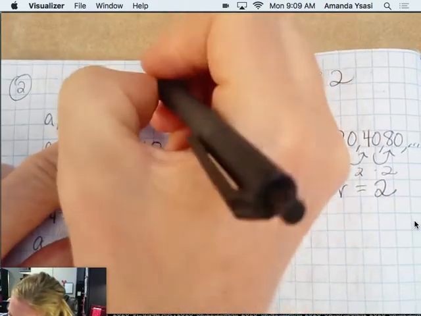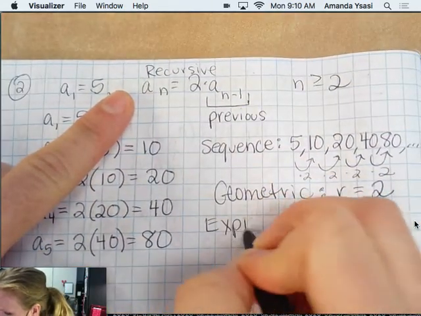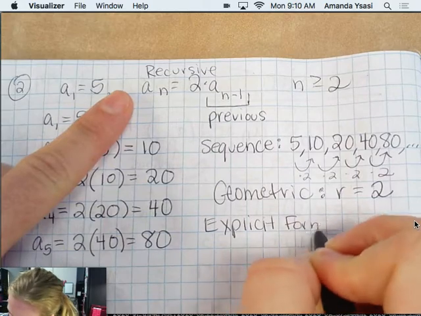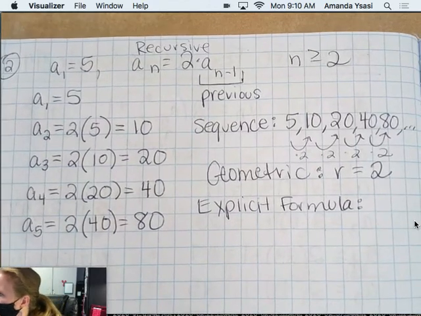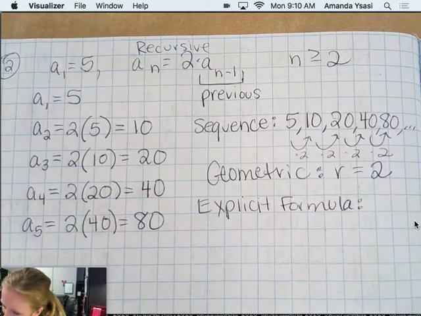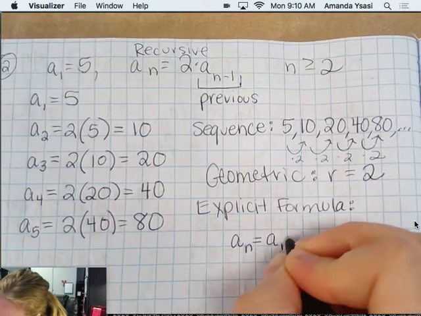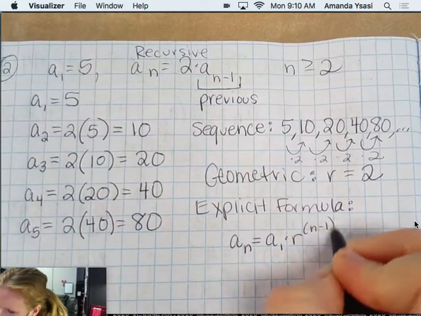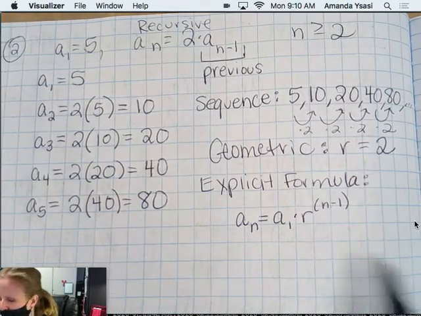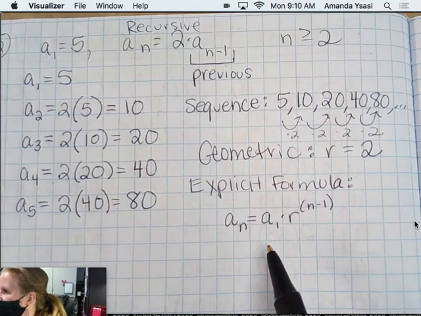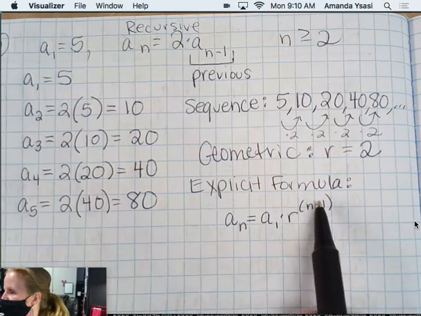Perfect. Okay, this is your recursive formula. Now we're going to write the explicit formula. So it's AN equals A1 times R raised to the n minus 1. And the reason we find the explicit is so that if we were asked for the 50th term, then we could just plug in 50 into our n value.